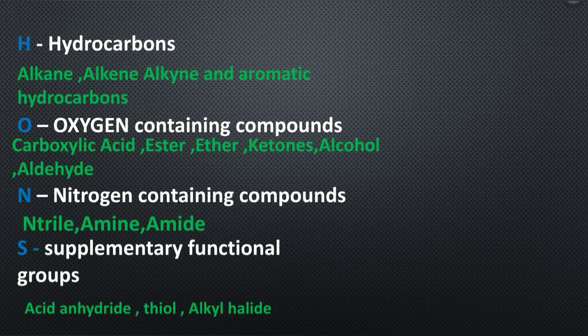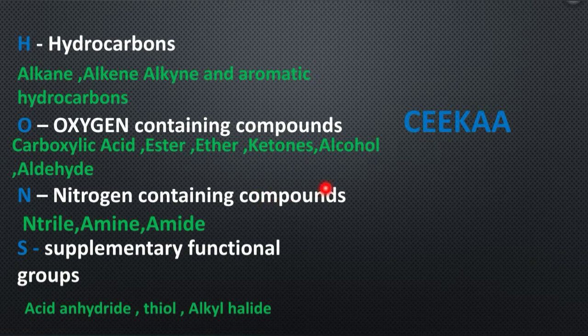Now, a very quick way to remember the groups that fall under this category, I deduced a mnemonic, which is CEEKAA. C is carboxylic acid, E is ester, the next E is ether, K is ketone, A is alcohol, and the last A is aldehyde. So a quick way to remember the oxygen containing compounds is to use this mnemonic, CEEKAA.